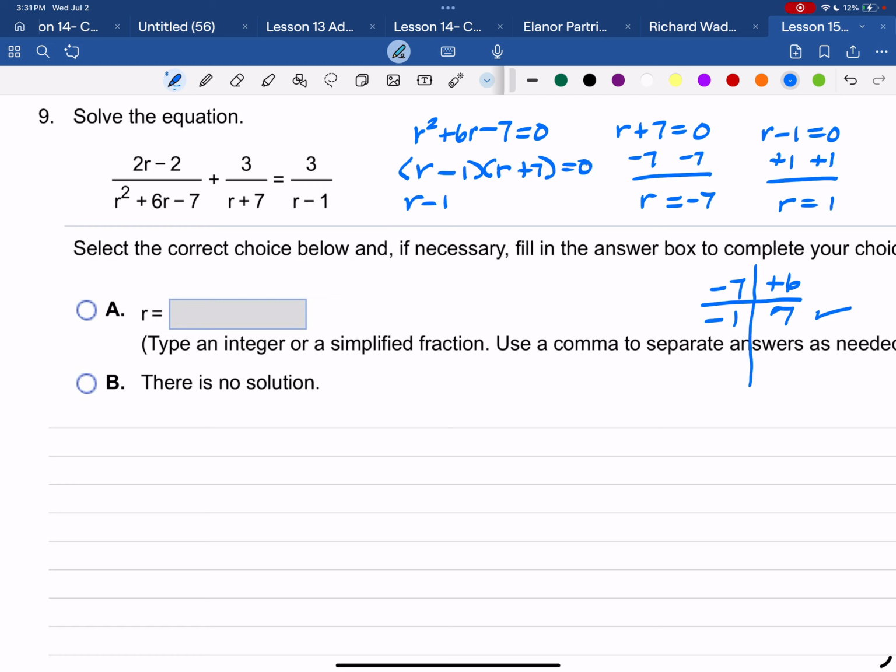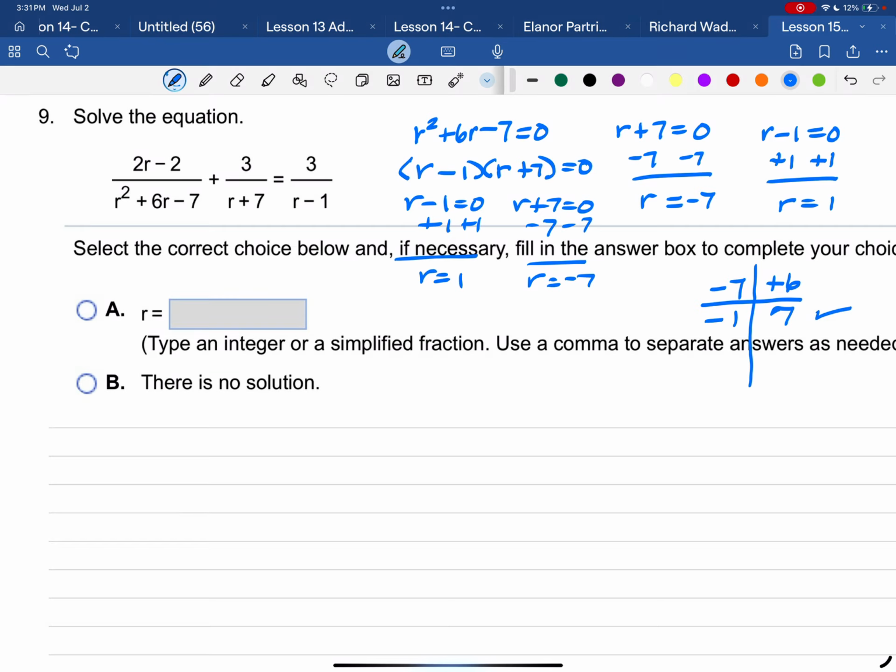So r minus 1 is 0. R plus 7 is 0. Add 1. R is 1. Subtract 7. R is negative 7. So it's the same as the answers we got when we did the other two denominators.